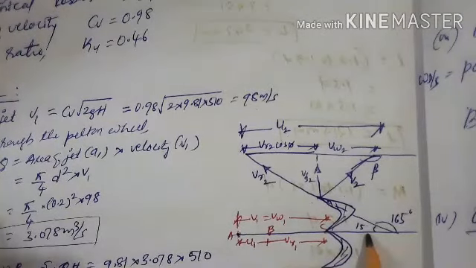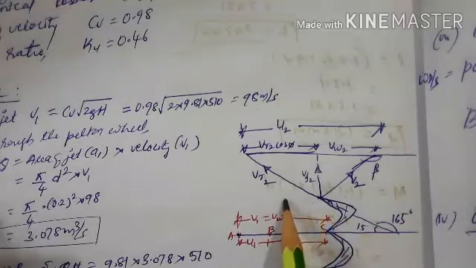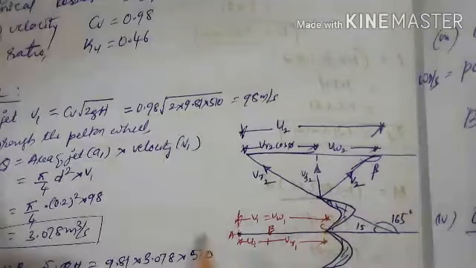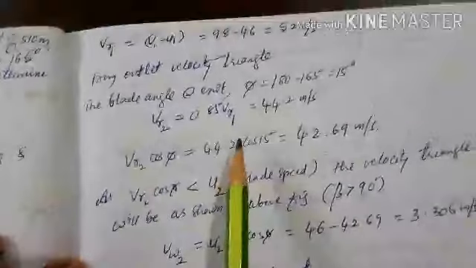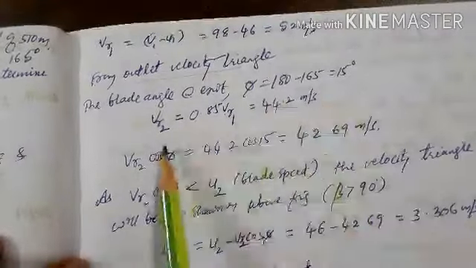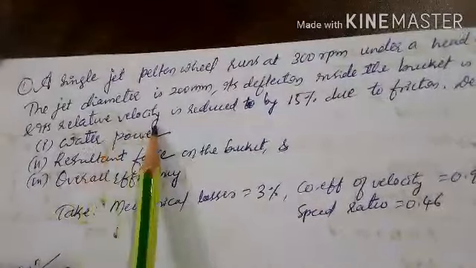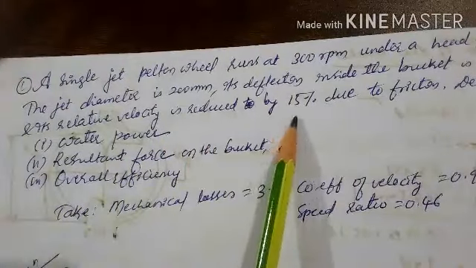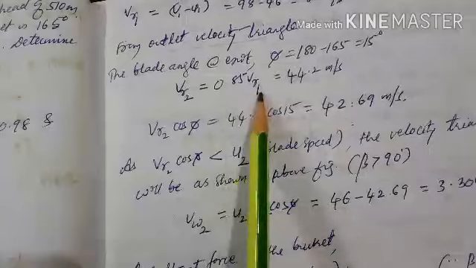So 180 minus 165 we get 15 degree, that is the vane angle at the outlet. So we get the blade angle at exit as 15 degree, and now calculate VR2. In this problem they mentioned that the relative velocity is reduced by 15% at the outlet due to friction. Hence VR2 will be 0.85, that is 85% of VR1.